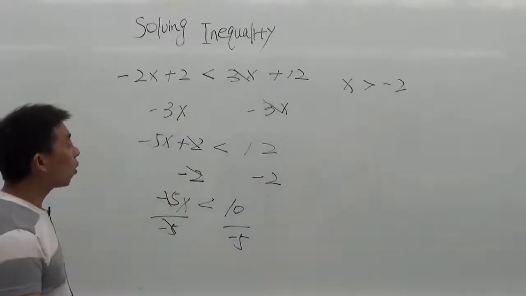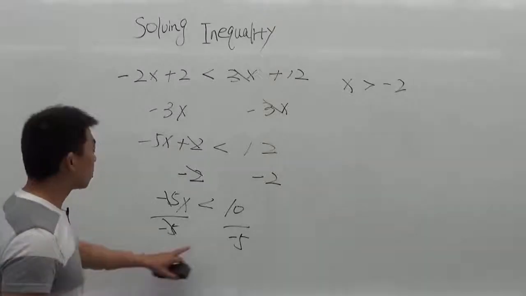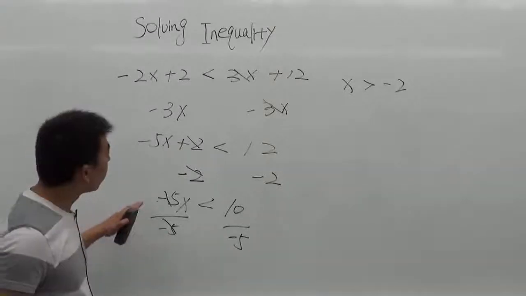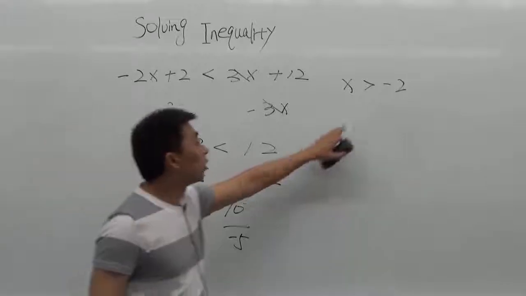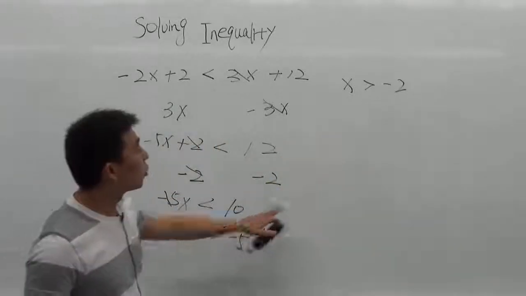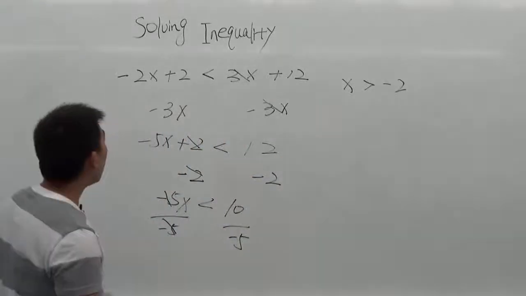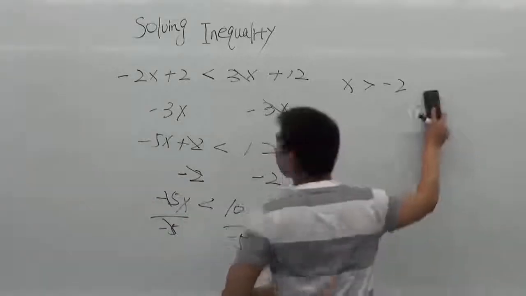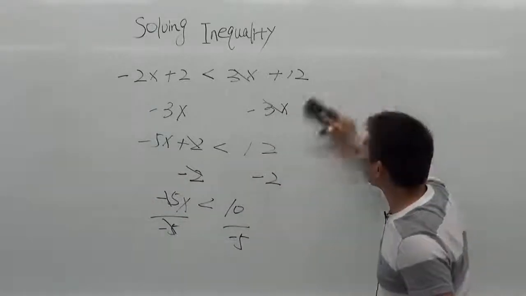As you can see, all those steps are the same as the equation. The difference is that when you divide by negative 5, you need to change the sign. We change the less than to the greater than sign. We can look at one more example, an inequality with parentheses.